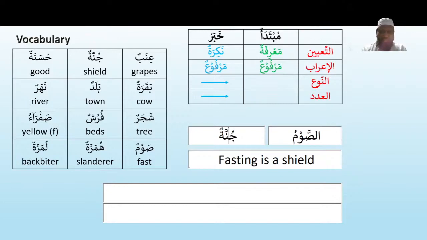So same thing, Junnatun is a name of a thing, shield. So it is mu'annas. You cannot make it mudhakkar. So those isms, we have no choice. Those isms cannot be made mudhakkar or mu'annas. We have to bring the ism as it is. But those isms we can make from mudhakkar into mu'annas, normally it is the describing isms, like kabirun, big, tawilun, long, saghirun, small, ba'idun, maksurun, maftuhun. All these are describing isms that we can make into mu'annas. So as-sawmu junnatun, fasting is a shield. You understand now?